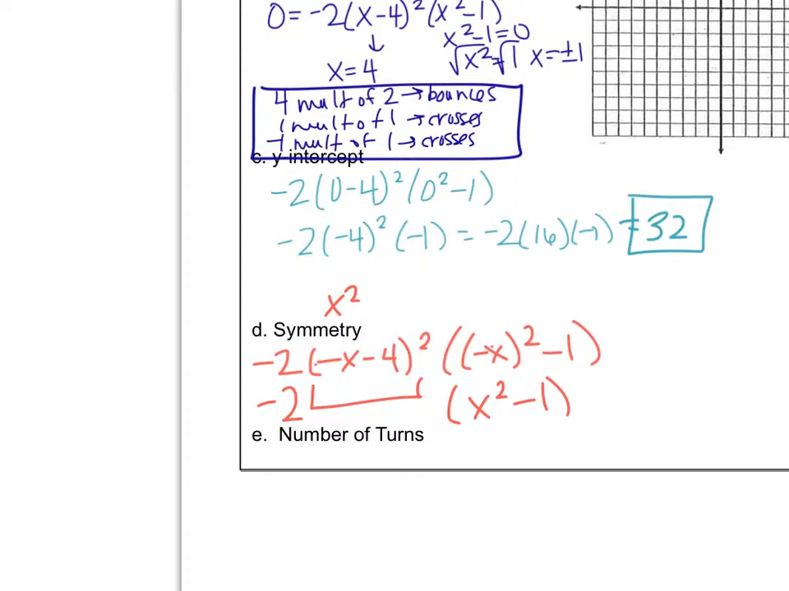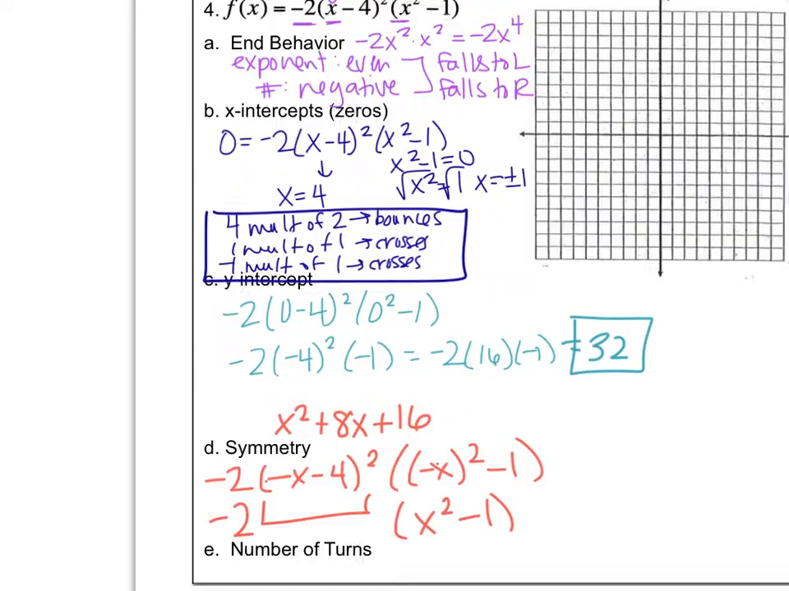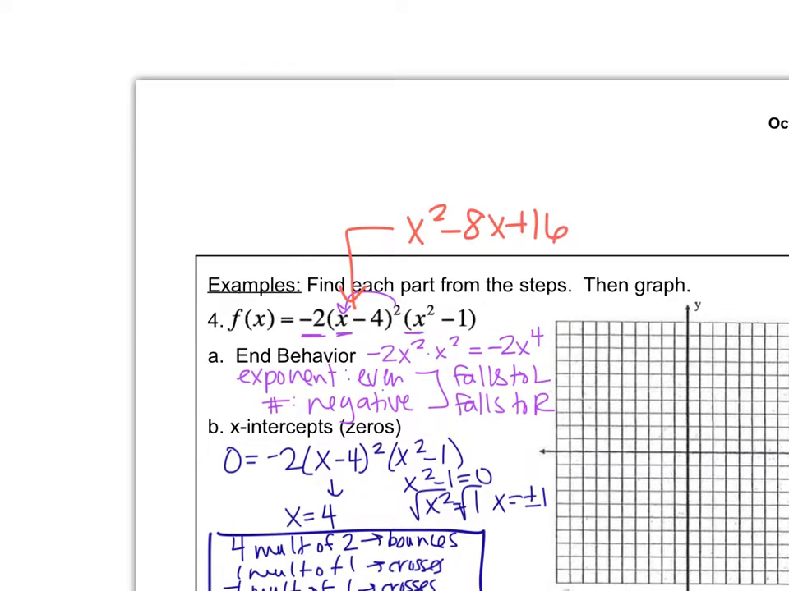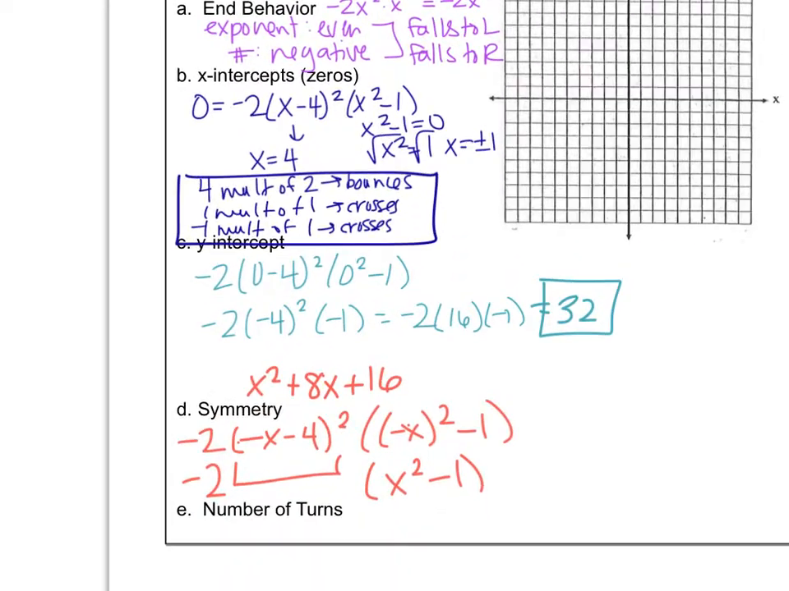Then when you do -x times -4, it's positive 4x times 2 would be plus 8x. And then -4 squared is plus 16. So that's what that's going to turn into. And if we look back at the original, if I would have FOILed this one out, that's going to be x squared, minus 8x plus 16. So because of the way that one is formulated, that one did change, and everything else didn't change. So this is a neither. And neither tells us that there's no symmetry.